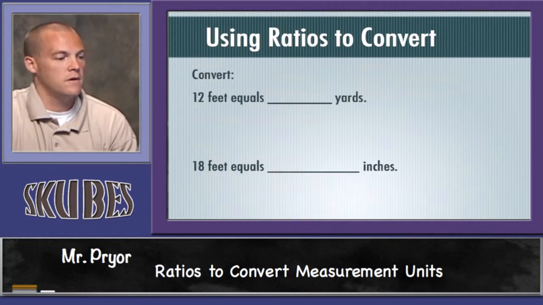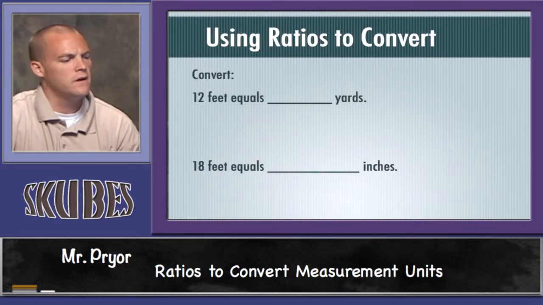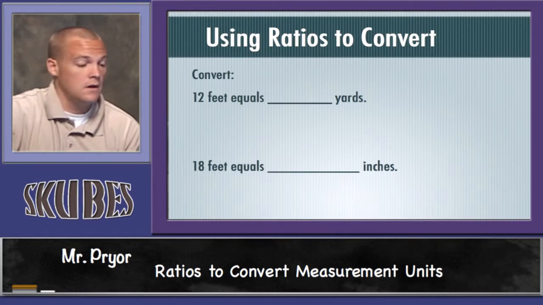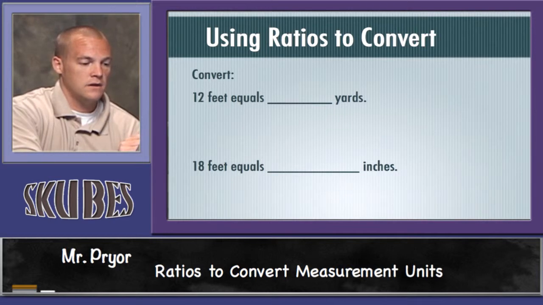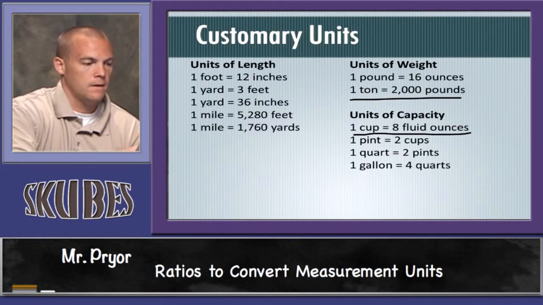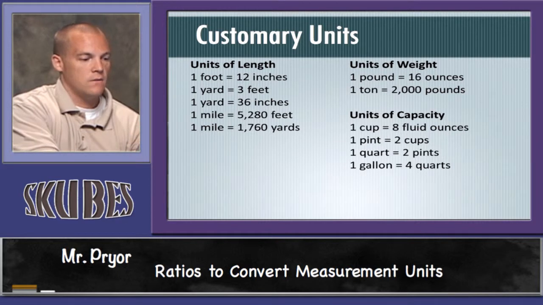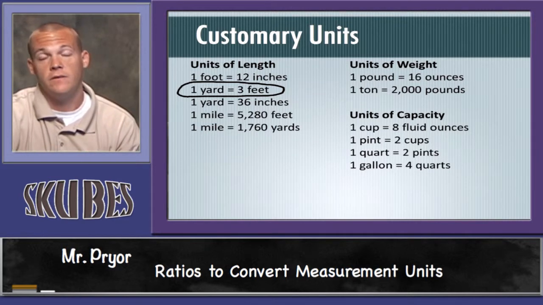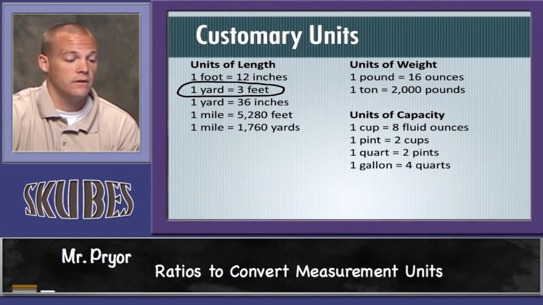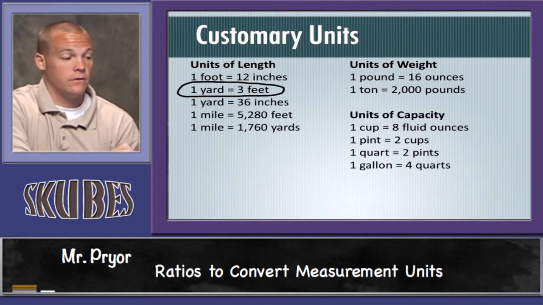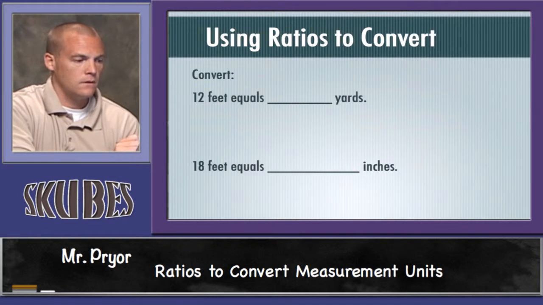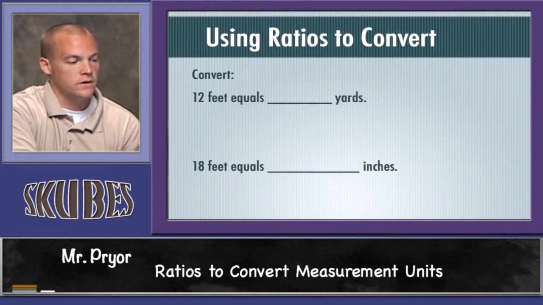And we're going to start with the customary units. Our first example is going to be converting 12 feet to how many yards. If we revert back, we're looking at feet and yards. Right now we're looking at 1 yard equals 3 feet. We're going to use that to help us set up a proportion to solve. Now, we learned how to do proportions in an earlier lesson, but I will also show you how to do it here. So going back to our example, we know that 3 feet equals 1 yard.